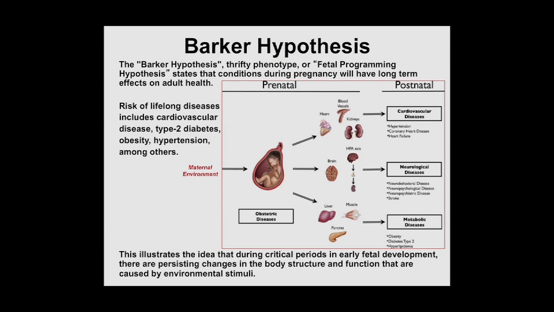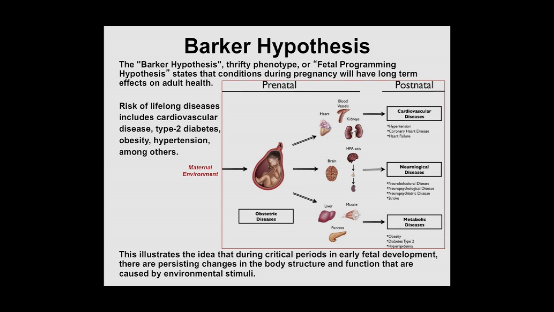Linda alluded to the Barker hypothesis. This was an idea formulated a couple of decades ago. Sometimes it's called thrifty phenotype or fetal programming hypothesis. Really what it means is that the maternal environment, which when this idea was developed meant undernutrition, maternal stress, famine is exactly how it started, can lead to a variety of conditions in later life, but they all start in the womb, and it depends on what mom's exposed to.